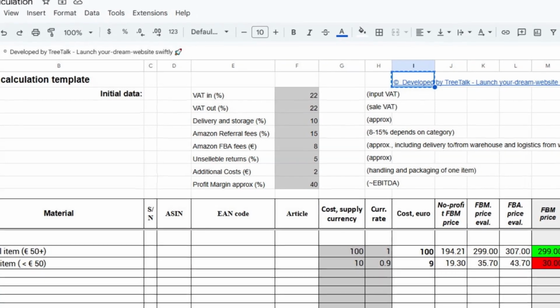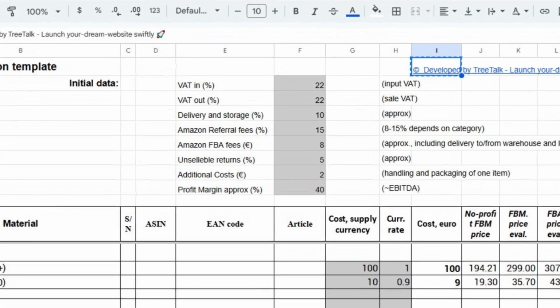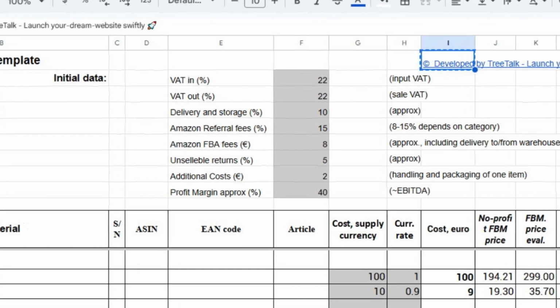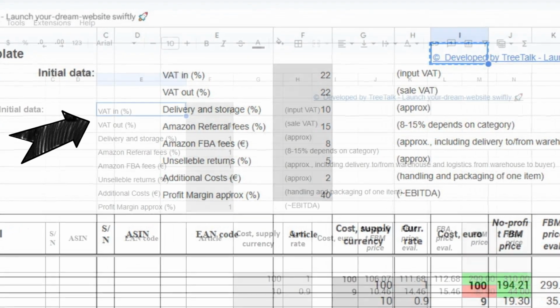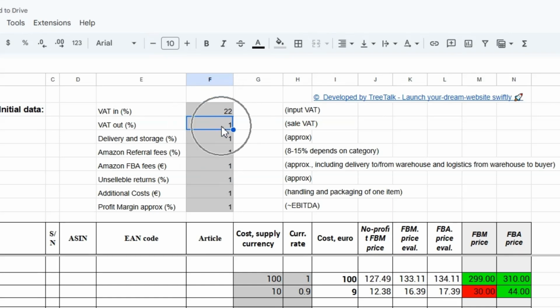We have prepared a simple table template. You can get this ready-to-use spreadsheet using links in the description or compose something similar yourself. In the gray fields, enter the initial data. Purchase VAT. If the product is imported, it may differ from the retail price. Sales VAT, if required for the country of sale. Approximate percentage of shipping and storage costs from the purchase price.